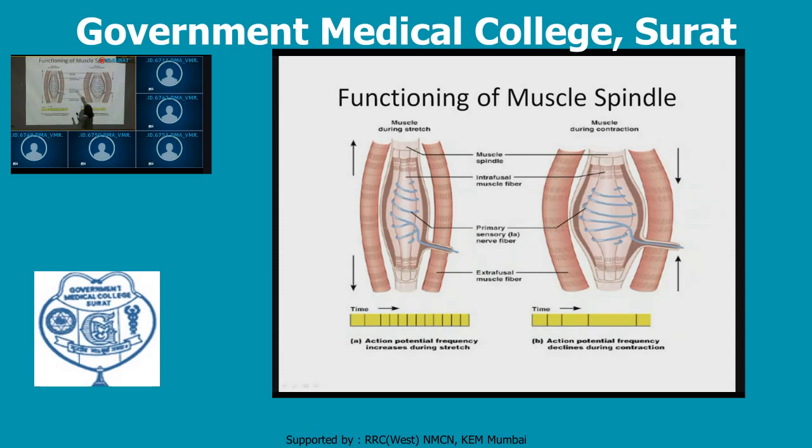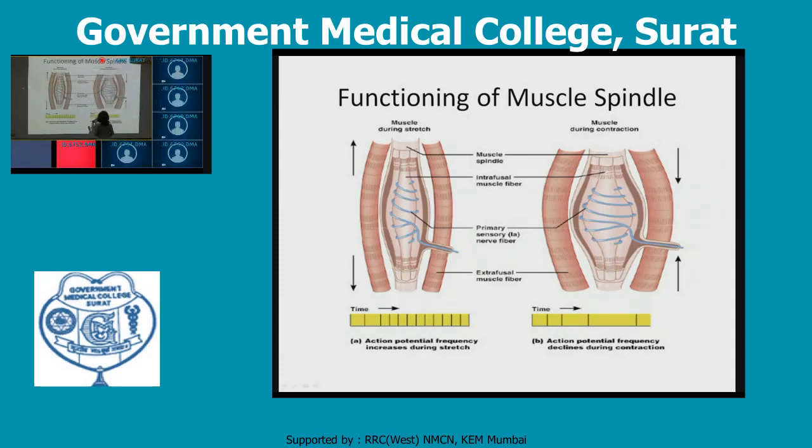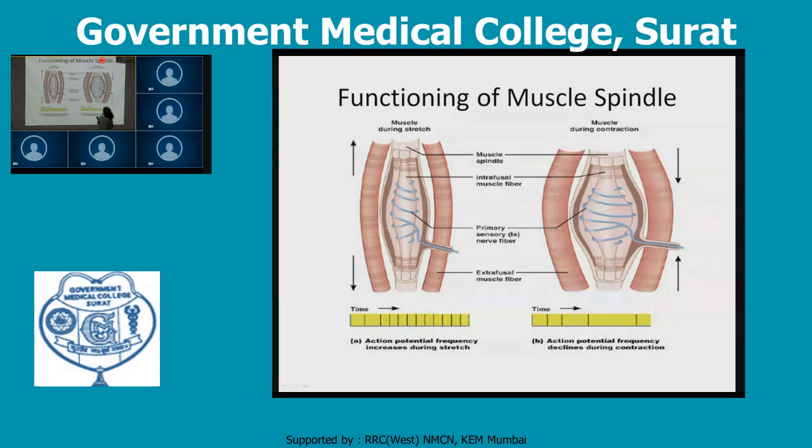And when the muscle is contracted, once the extrafusal fibers get contracted, the frequency of generation of action potentials in the intrafusal fiber decreases. So when the muscle is stretching, the frequency of firing of the intrafusal fiber is increased. Here you can see the action potential frequency declines when the muscle is contracting.